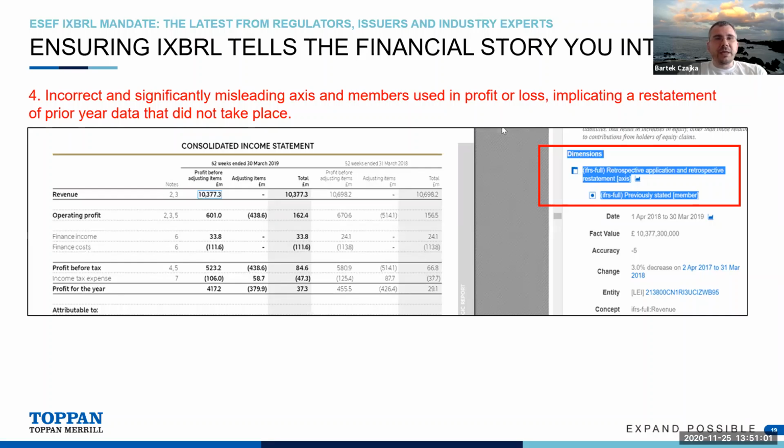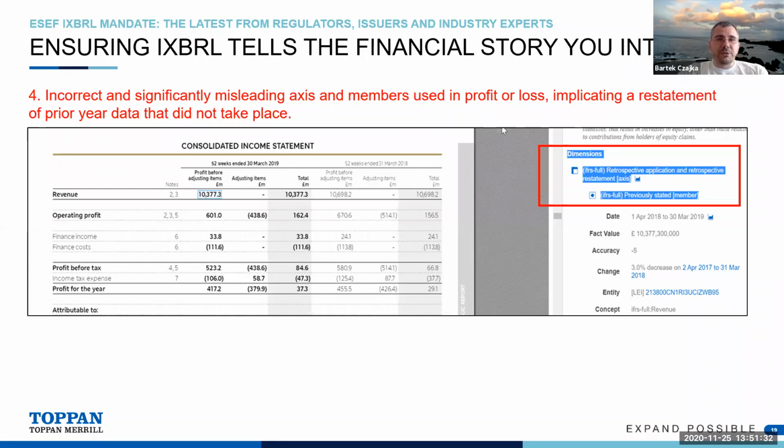And the tagging choice made was using the retrospective application axis and the restatement. And therefore, the tagging suggested, or meant, not even suggested, actually physically meant that the filer had a restatement. And that those numbers on the left in the first column are before restatement, then you have a restatement, and then you have restated numbers. And the filer did not have any restatements that year. They did not go back to the prior year numbers, they did not restate them.